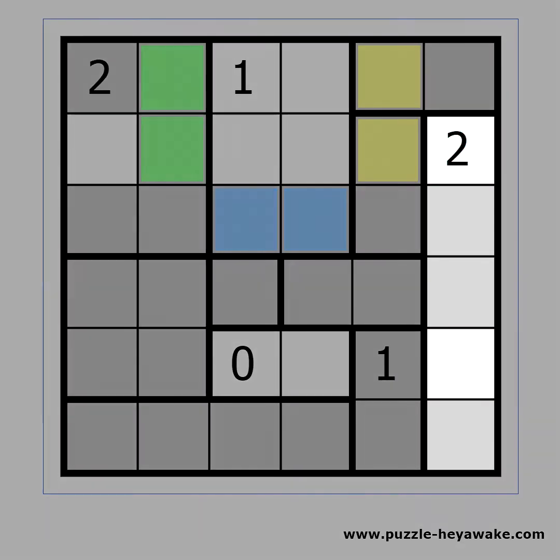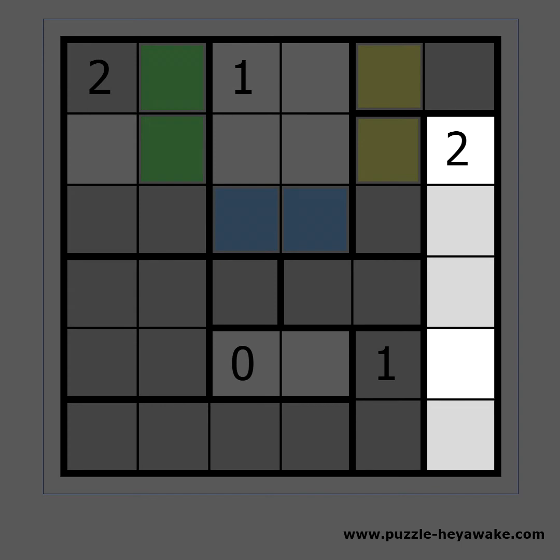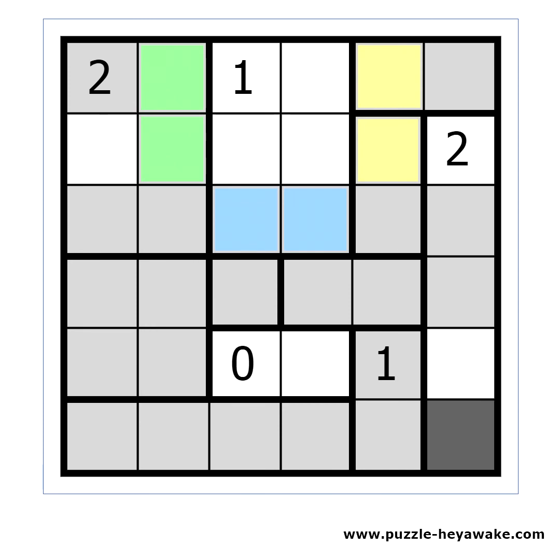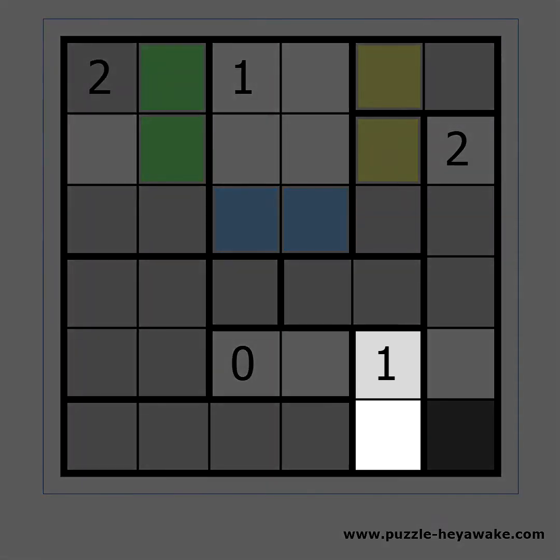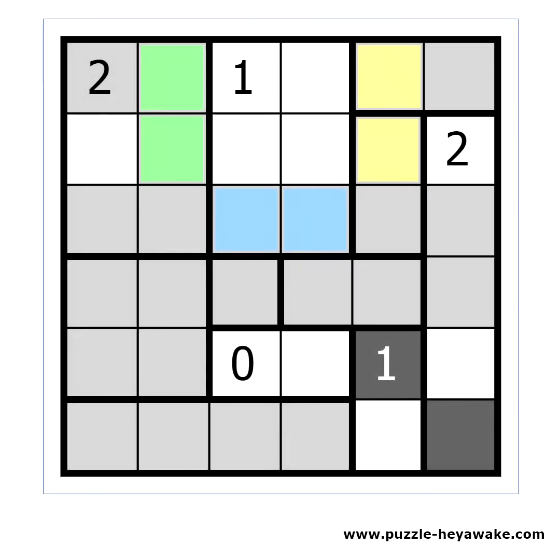The two region on the right-hand side needs two blacks, and one of them is certainly at the bottom. We surround the black with whites, which solves this one region. These two white cells must connect to the rest of the group.